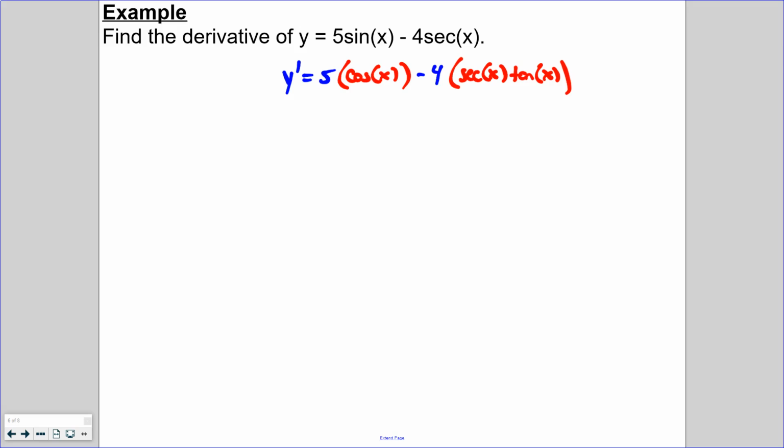And then we can simplify, and the only thing we can really do here is drop the parentheses, meaning our derivative is going to be 5 cosine of x minus 4 secant of x times tangent of x.